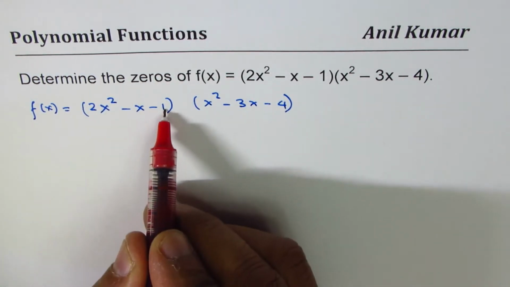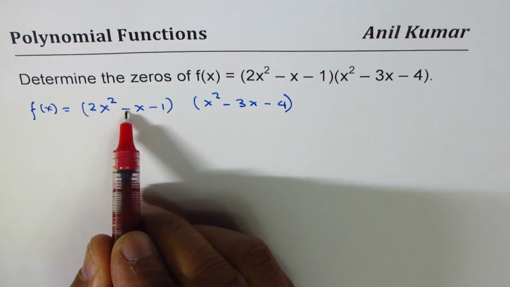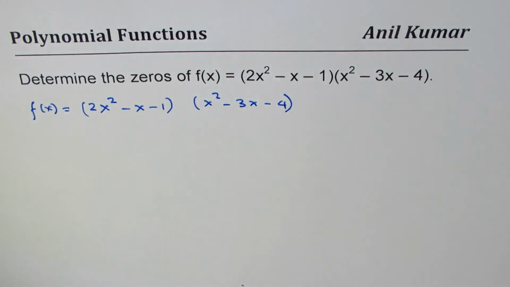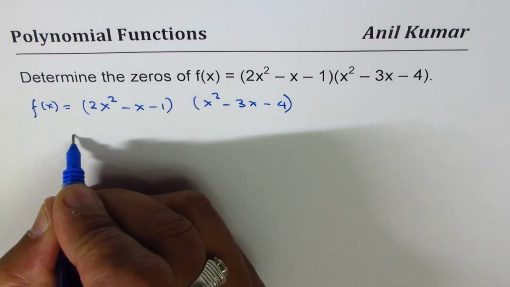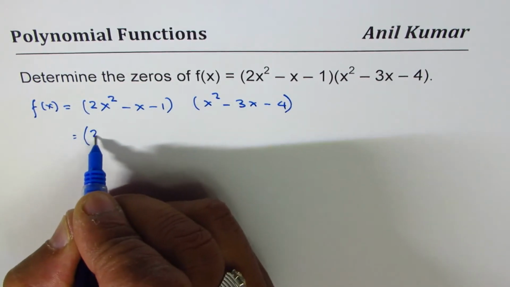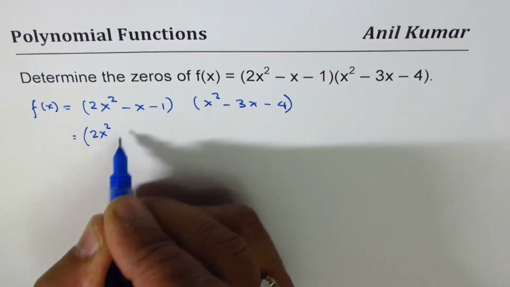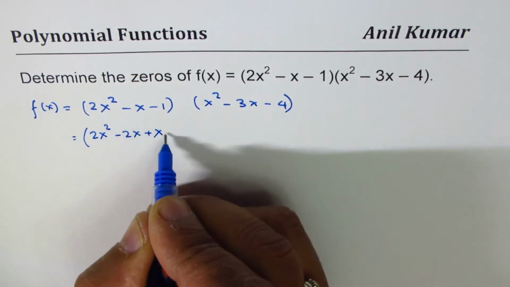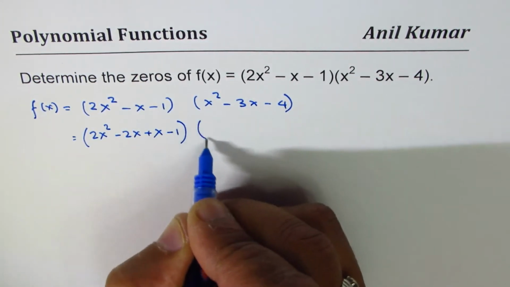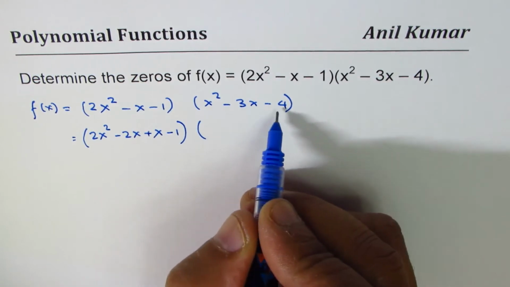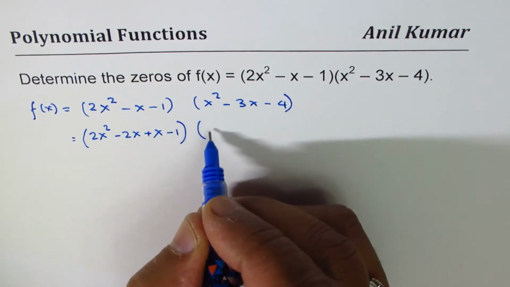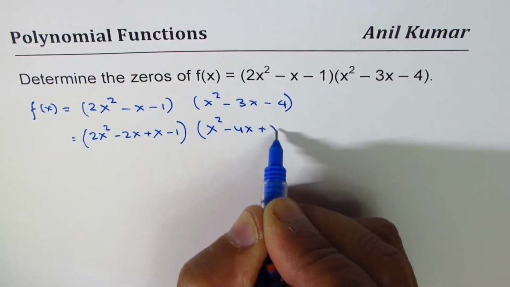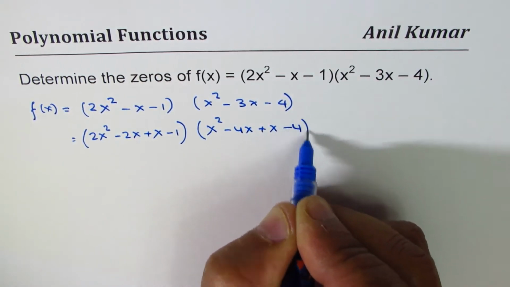Here the product is 2 and the sum is minus 1. So we could use minus 2 and 1 as our terms, correct? So we could write 2x squared minus x as 2x squared minus 2x plus x, correct? That makes it minus x. In this case, the product is minus 4 and the sum is minus 3, so we can write this as x squared minus 4x plus x minus 4, correct?